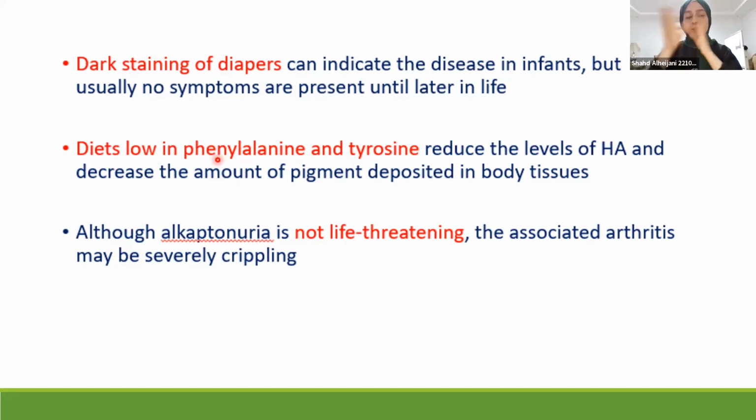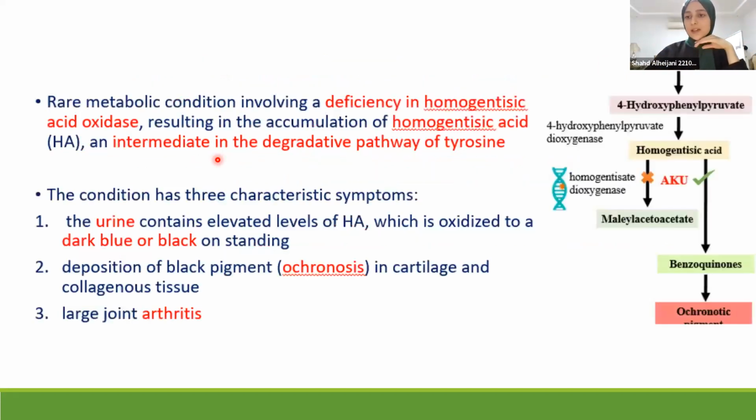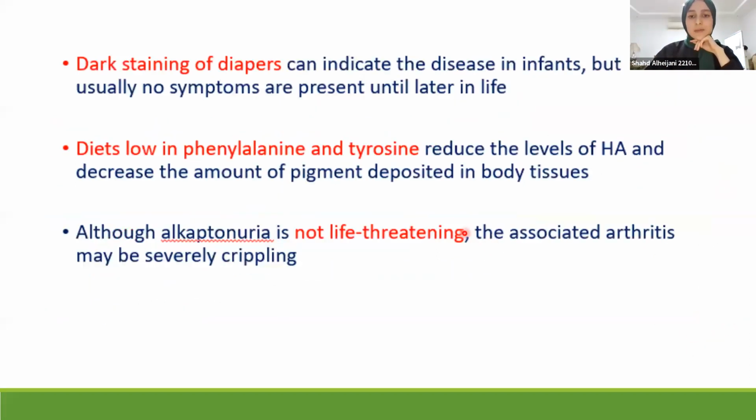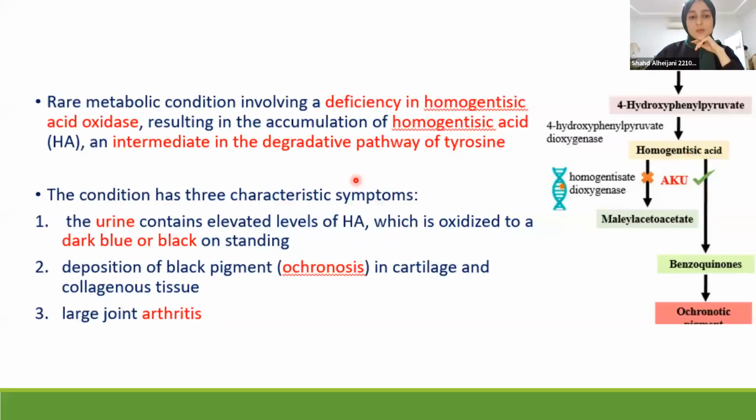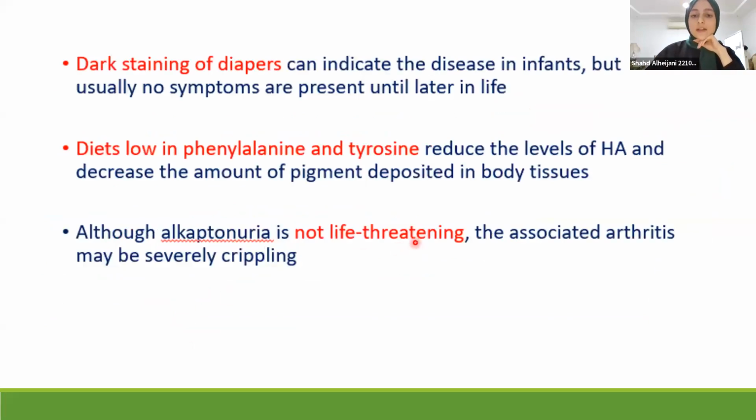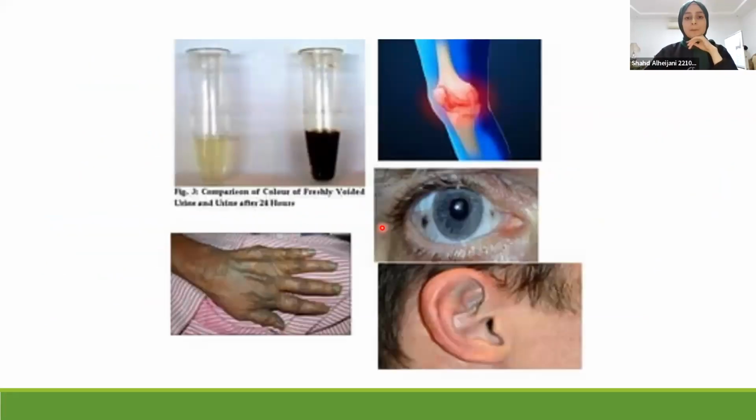So if we take less of these in the diet, if we decrease the tyrosine, we'll decrease the homogentisic acid and hence less ochronotic pigment. This means decreasing the amount of pigment deposited in the tissues. Now, alkaptonuria is not life-threatening, but it's associated with arthritis. As we said, arthritis is the inflammation in the joints, and this would affect the patient. Now, this is the presentation.